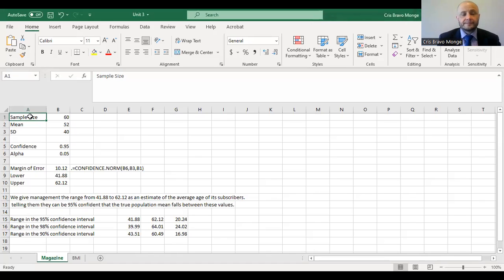So in Excel, we have a sample size of 60. We have a mean of 52. Let's say that we collected the sample and we identified the mean and the standard deviation. In some of your exercises, you'll have to do this calculation.